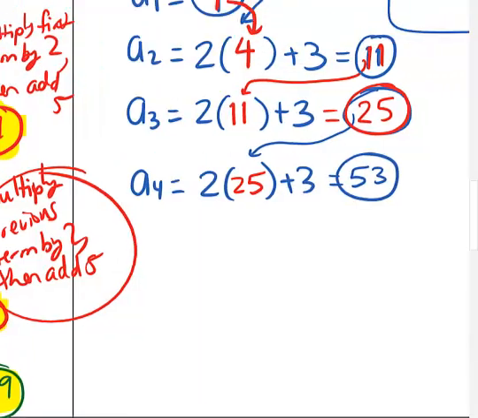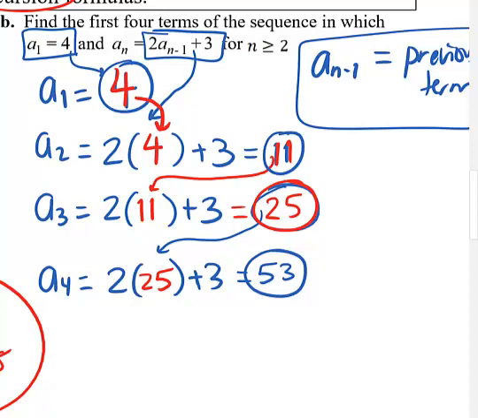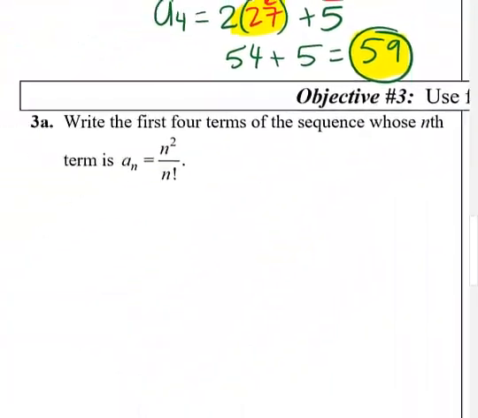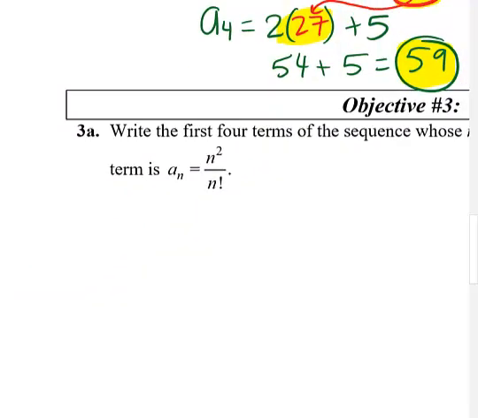And I think we're doing good. Those are our first 4 terms. 4, they already gave that one to us, so we didn't have to work too hard for that one. 4, and then 11, and then 25, and then 53. Not too bad.